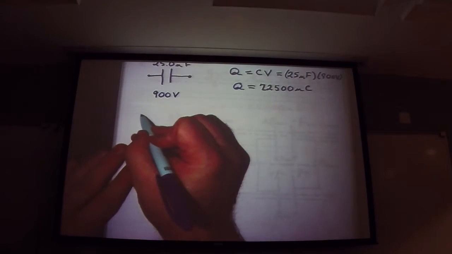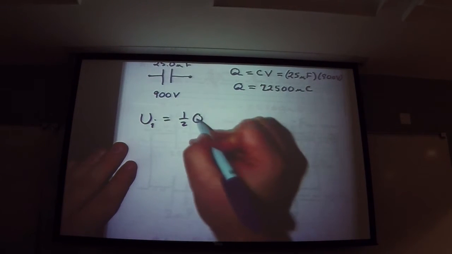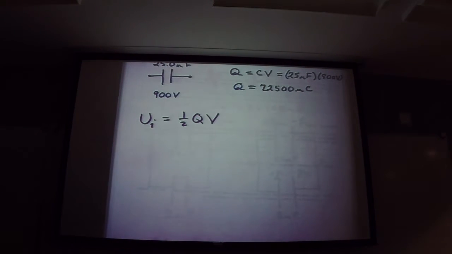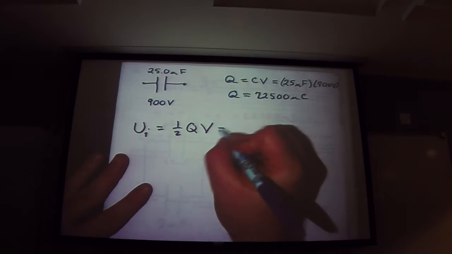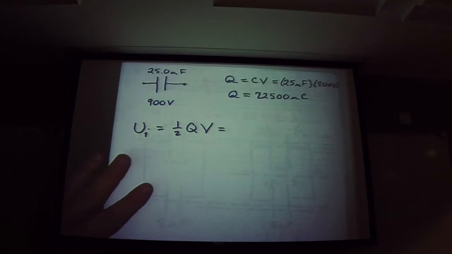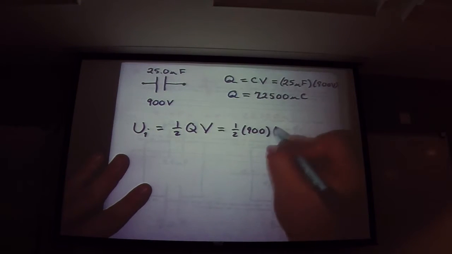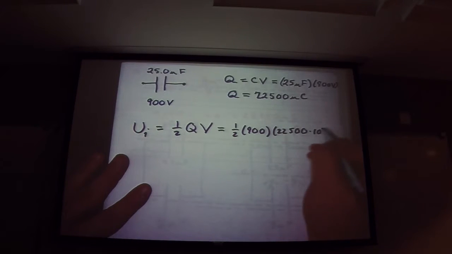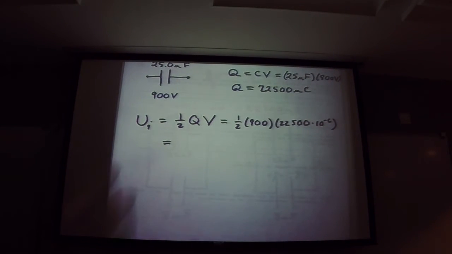Okay, so energy initial is equal to 1/2 QV. And that's the initial energy. In this case, go ahead and take the micro and make it 10 to the negative 6 because it's going to get so big. So it's 1/2 times 900 times 22,500 times 10 to the negative 6. What do you get when you do that?